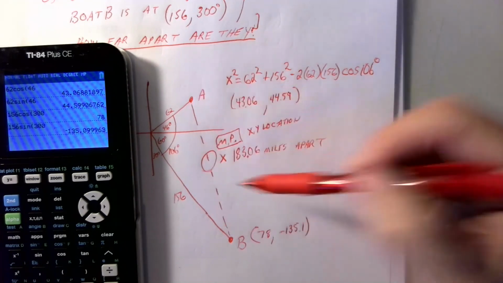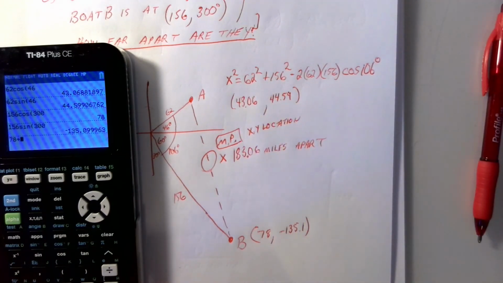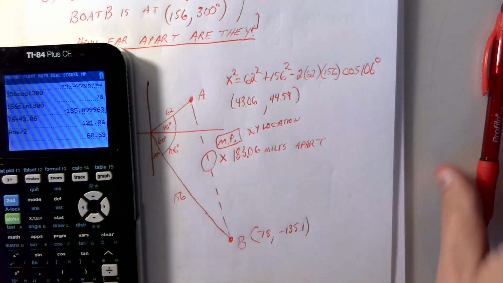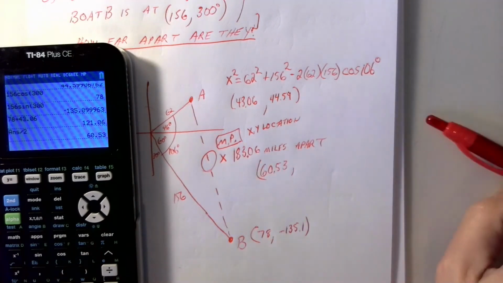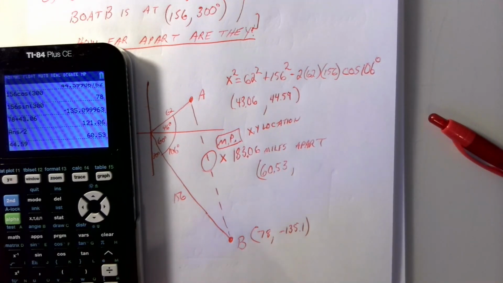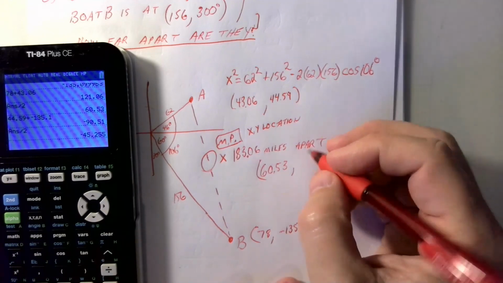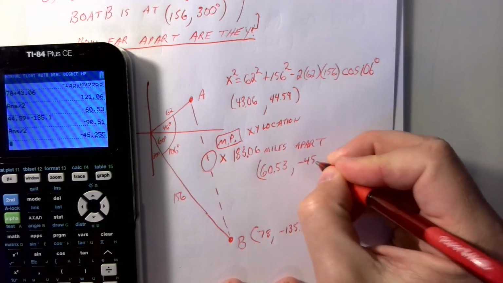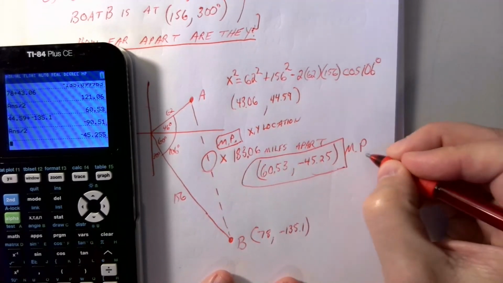So how would I find the midpoint? I simply add the x's together. So 78 plus 43.06, enter, and divide by 2. 60.53. Yes. And add the y's together: 44.59 plus negative 135.1, enter, divide by 2, negative 45.25. And that is the midpoint, right?